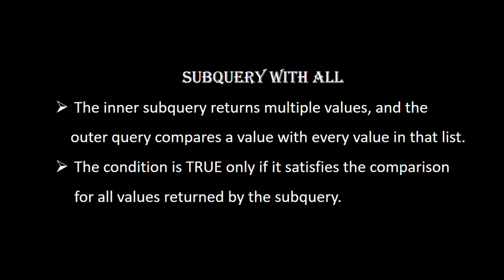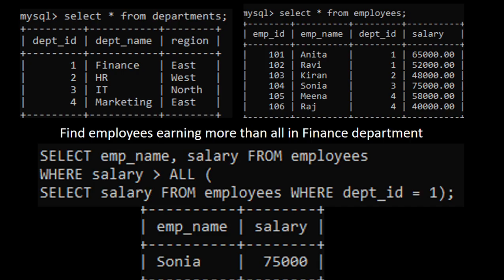Now let's see how subquery with ALL works. Here the inner subquery returns multiple values and the outer query compares a value with every value in that list. So the condition is true only if it satisfies the comparison with all values returned by the subquery. Let's see how it works. Here I am trying to find employees earning more than all employees in the finance department.